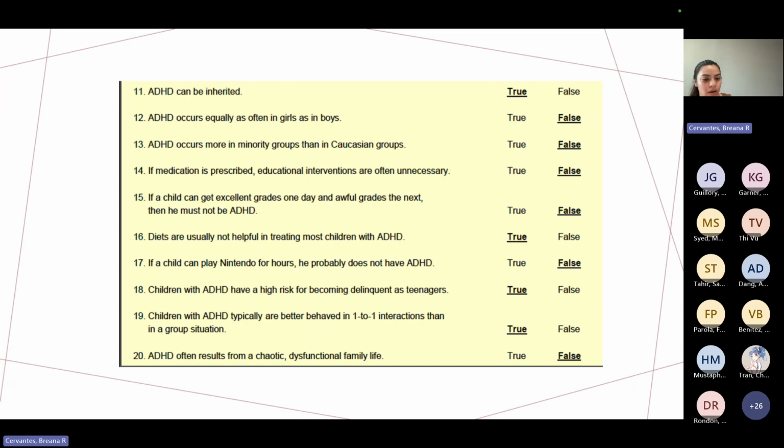Okay, children are better behaved usually in one-to-one interactions than in a group situation. Yeah, it's usually helpful when you have less stimulus and less interaction with multiple people, since those would serve as distractions. The caveat is that doesn't mean they should be isolated. And often ADHD can result from a chaotic, dysfunctional family life. False. It can happen in any family system, but having a dysfunctional home, maybe without very clear rules or clear interactions between parent and child, can make it more difficult.